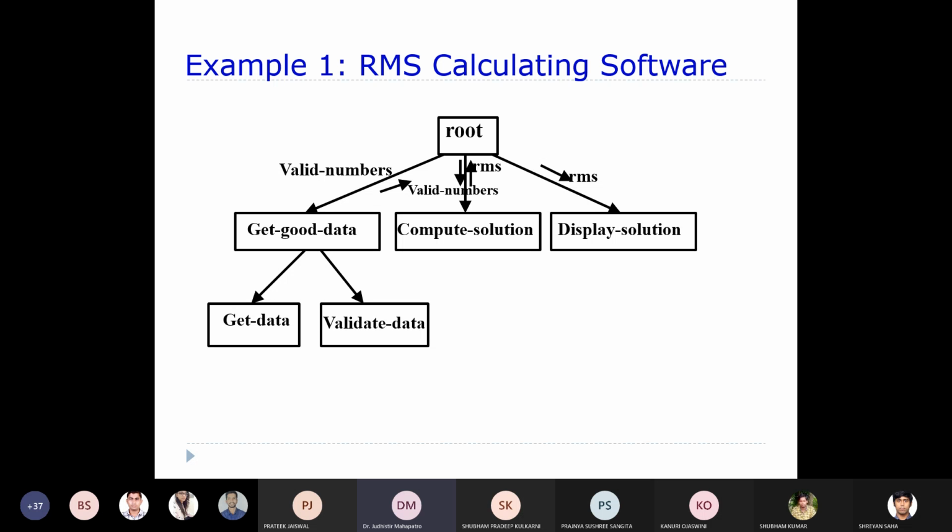Similarly, once the valid number is given to the compute solution, the compute solution gives back the result to the root, and then the root module sends it to the display solution. That means this RMS value is given to the display module, right? So this is the way a structure chart can be created. From your DFD, we converted that into the structure chart using some guidelines. So it is up to you.